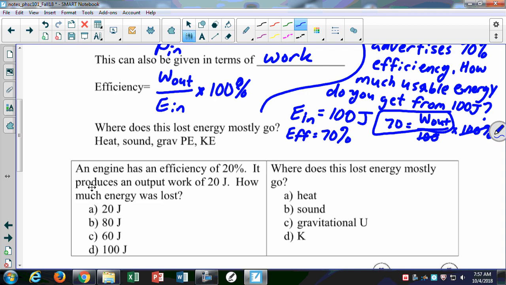An engine has an efficiency of 20%. It produces an output work of 20 joules. How much energy was lost?